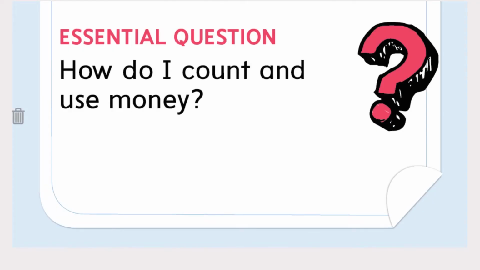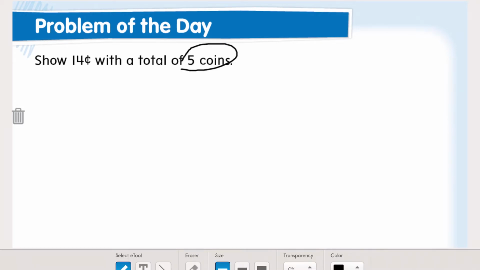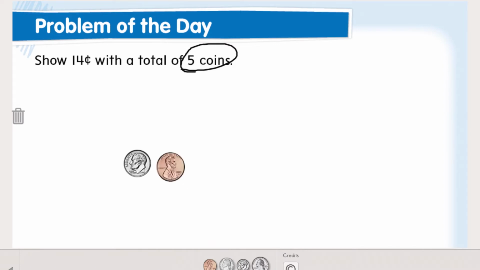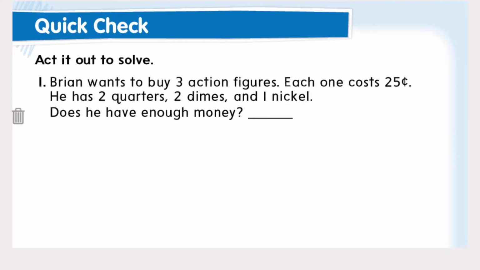We are still thinking about how we can count and use money. And here's our problem of the day. We're going to show 14 cents with a total of 5 coins. So there's lots of different ways to show 14 cents. We could do 14 pennies. We could do 2 nickels and 4 pennies. But this one says that we have to only use 5 coins. So it can't be those two because those use more than 5 coins. But we could do 1 dime and 4 pennies. That would equal 14, and we only are using 5 coins total.